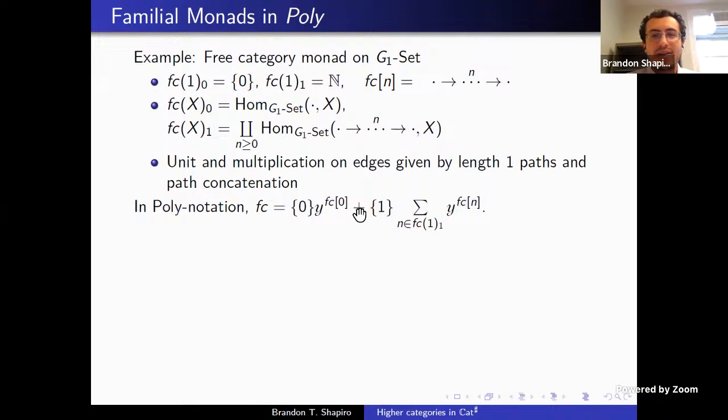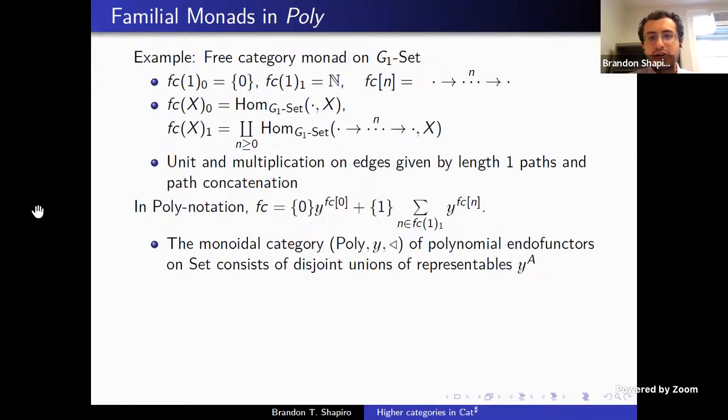And one thing to keep in mind is that FC of n, for instance, is a graph. And in polynomial functors, it's meant to be a set. So that tells you that we're going to need to upgrade our structure of the polynomial functors in order to make this kind of notation rigorous. And so that's exactly what we're going to do.